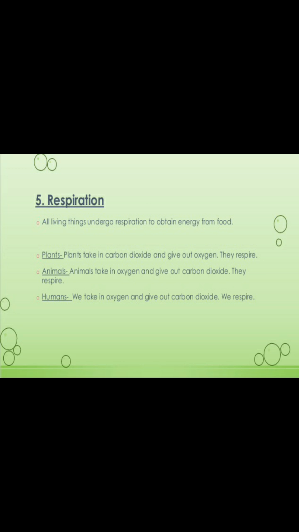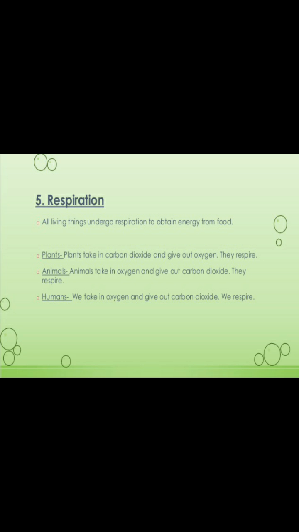Fifth one is respiration. All living things undergo respiration to obtain energy from food. Why do we eat food? In order to get energy. Plants take in carbon dioxide and give out oxygen.